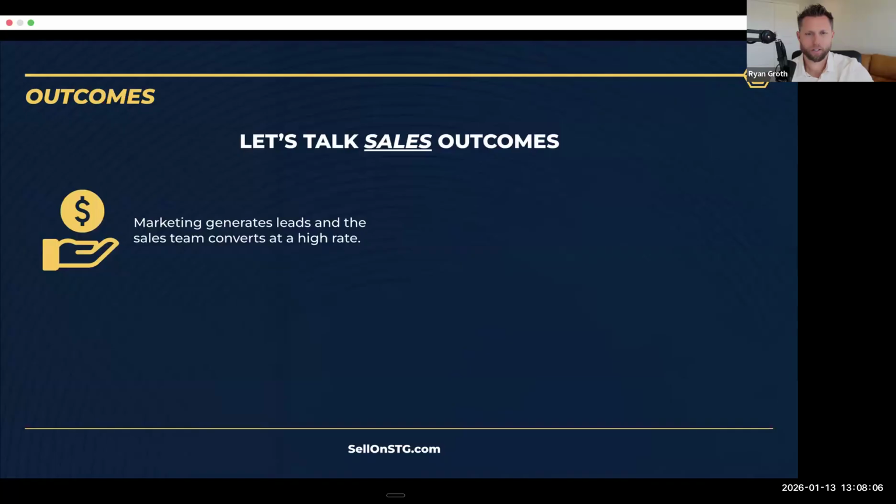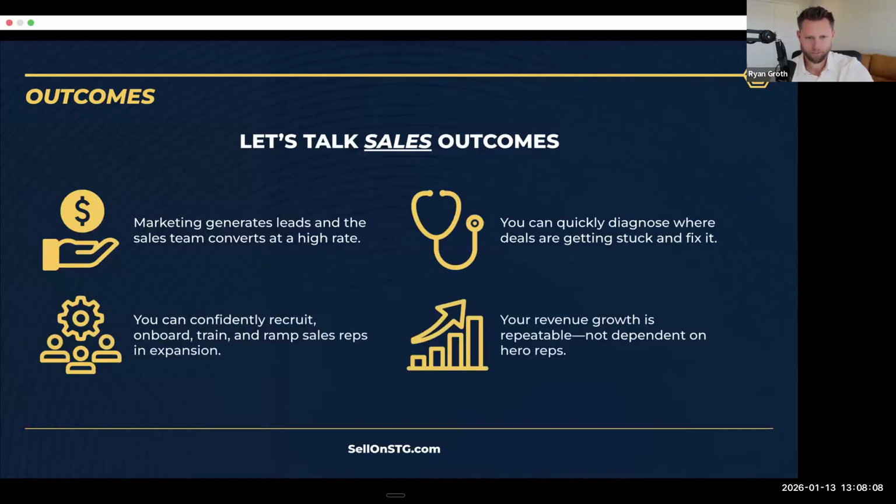Awesome. And sales outcomes. So marketing generates the leads, but the sales team actually converts at a high rate. That's what we're looking for. You can quickly diagnose where deals are getting stuck and how to fix it. So where are they getting stuck? How do you fix it? How do we fix the sales reps' handling of an objection at this part of the process, or this price objection, or this competitor objection, or whatever that may be.